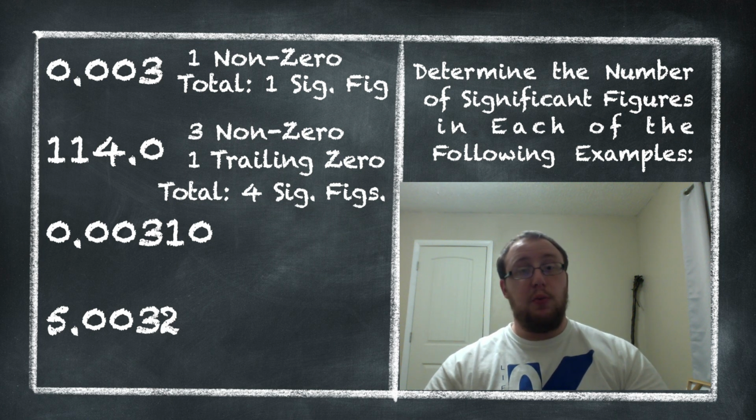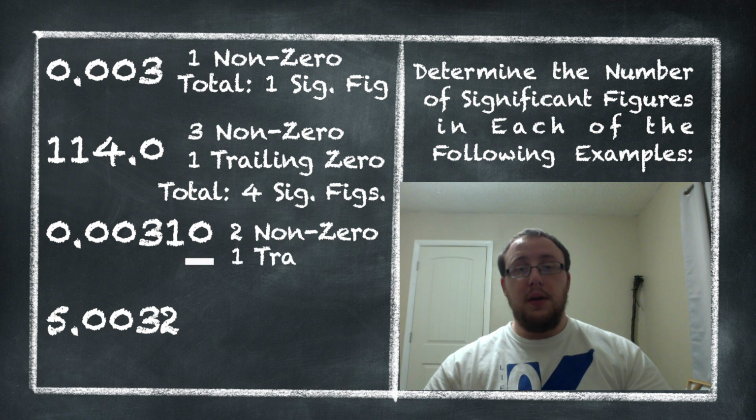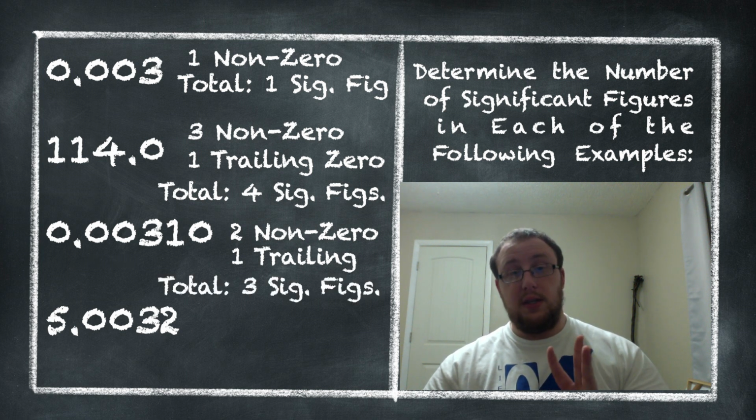Next, we have 0.00310. Looking at this, we have 2 non-zero numbers, the 3 and the 1. And then we also have 1 trailing 0 after the last non-zero and we have a decimal point. We do not see any sandwich zeros, and our leading zeros, or our zeros in front of our first non-zero number, do not count as significant. So we have 2 non-zeros, 1 trailing zero, giving us a total of 3 significant numbers, or 3 significant figures.